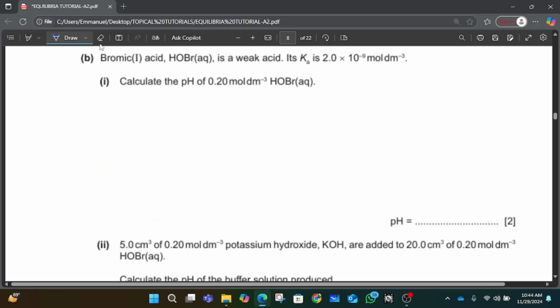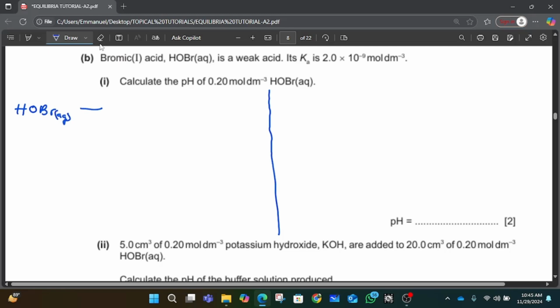B. Bromic(I) acid, HOBr aqueous, is a weak acid. Its Ka is 2.0 times 10 power minus 9 mole per decimeter cube. I. Calculate the pH of 0.20 mole per decimeter cube HOBr aqueous.